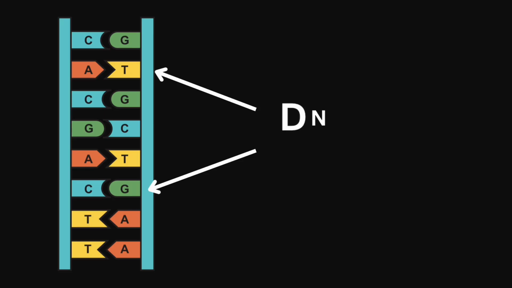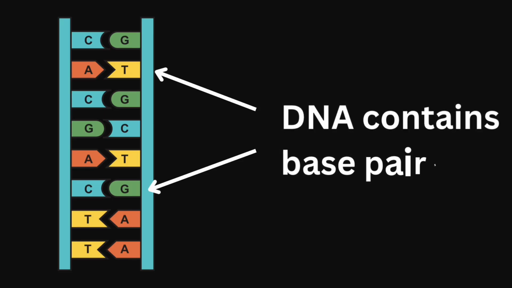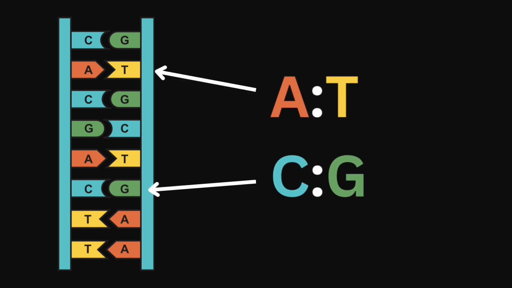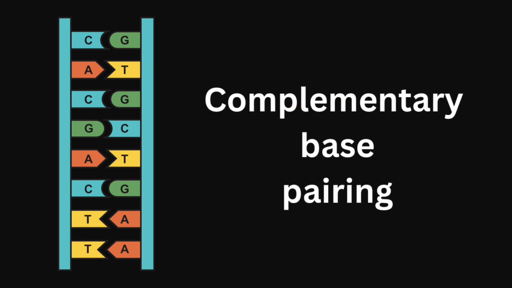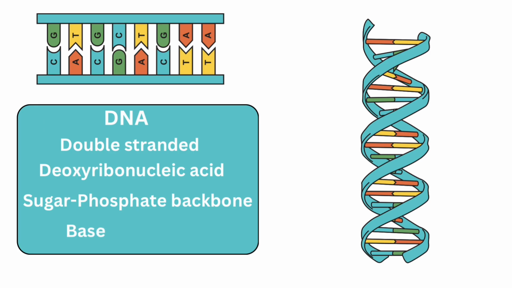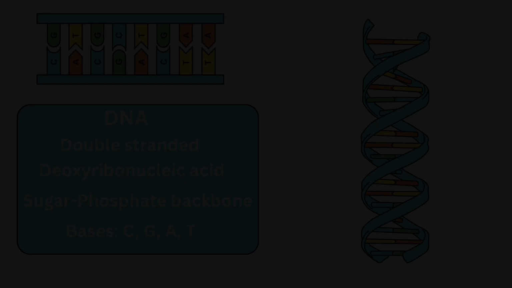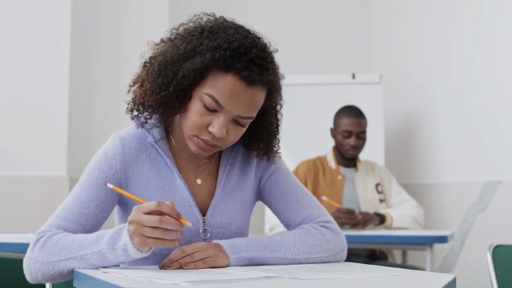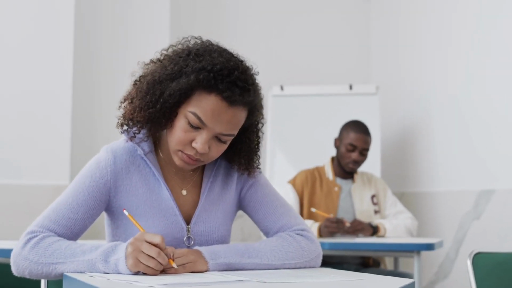Because DNA is double-stranded, these bases actually pair up, and if you look closely, you'll see the pairings. You can see that A always pairs with T, and C always pairs with G. We call this complementary base pairing. So the final thing you need to remember about DNA is that it contains 4 bases, C, G, A and T. Now let's go back to Sarah's exam question and think about what she could write.